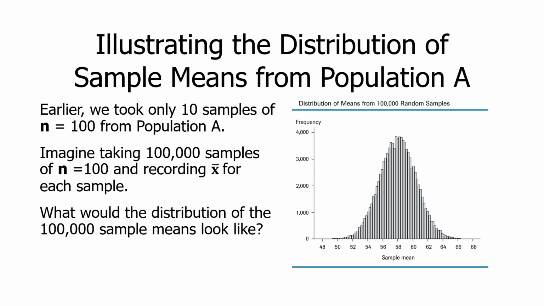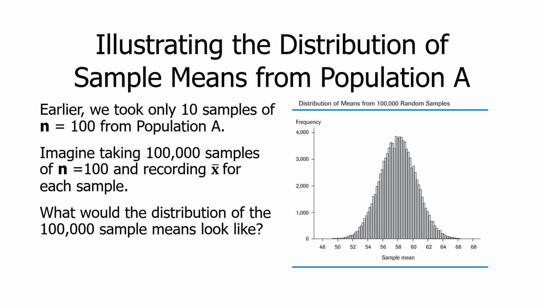Now recall, in the earlier presentation, we took 10 samples of size 100 from the student population A, and we looked at how those were distributed. Now imagine taking a very, very large number of samples from that population. In fact, imagine taking 100,000 samples of size 100 and recording the mean of each of those samples. What would this distribution of 100,000 sample means look like? It would look like this. Each of those 100,000 sample means is recorded on this bar chart. And this has a familiar shape, doesn't it?